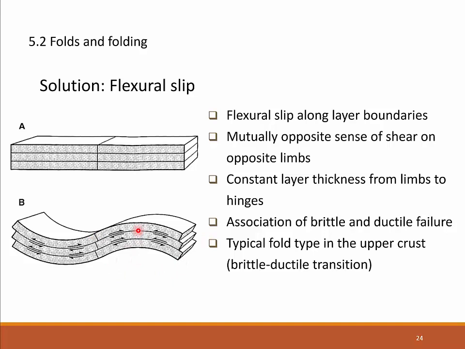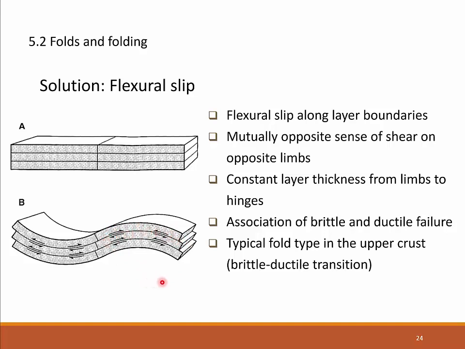We see here on the limbs next to an antiformal hinge that the hanging wall transport points towards that antiformal hinge zone on either limb. In synformal hinges, we see that the hanging wall transport during flexural slip folding is away from this limb. But in either case, the shear sense on the limbs next to a hinge is opposite to one another.